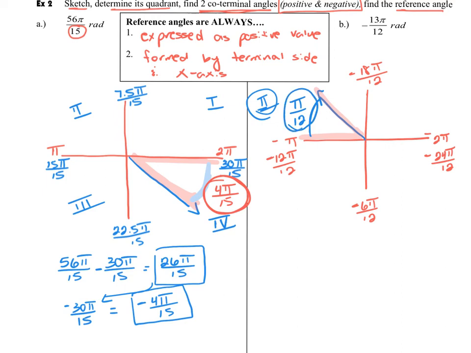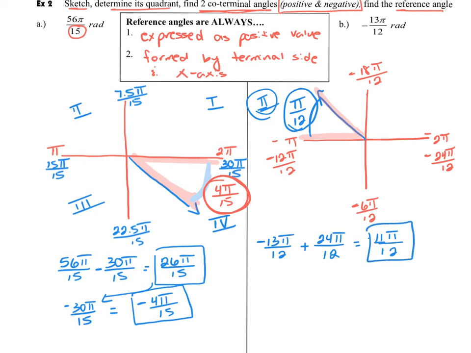Then when we think about coterminal angles, what we're going to think about is adding some angles to this, adding whole rotations. So we're going to take this negative 13 pi over 12. We're going to add to that a whole rotation, but we're thinking positive, because we need to get this negative number into a positive category here. So we're going to add this 24 pi over 12. When I do that, that's going to get me to an 11 pi over 12. Now we're in the positives, so that's our first positive.